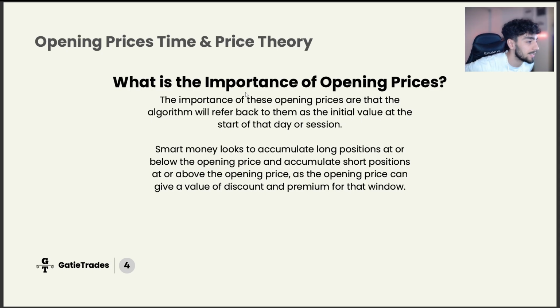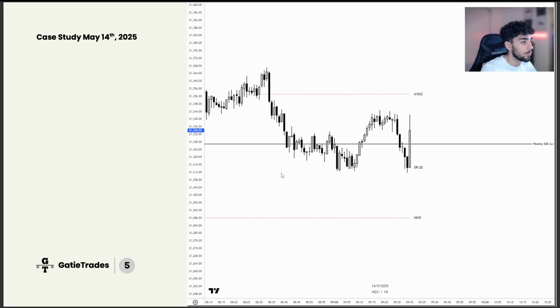So it makes sense that that kind of pivot point is very important, especially when it comes to the markets algorithmically, because we're talking about power of three. Smart money looks to accumulate long positions at or below the opening price and accumulate short positions at or above the opening price, as the opening price can give a value of discount and premium for that trading window.